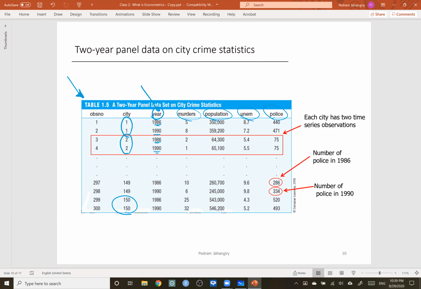So for instance, if I look at this one, it seems to me that if I go from 1986 to 1990 at each city, the number of murders for city number one increased, and for city number two decreased. Maybe you can say something like this, but you want to see if there is a relationship between number of murders and number of police. So for city number one, I'm focusing on this one. The number of police is increasing from 1986 to 1990, and the number of murders surprisingly has also increased. So again, this can be some observation.